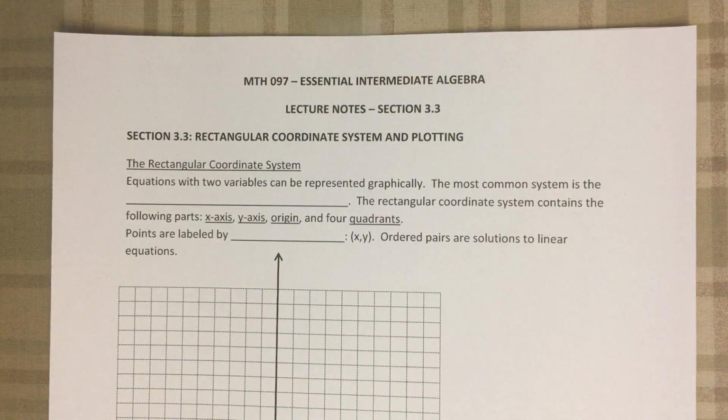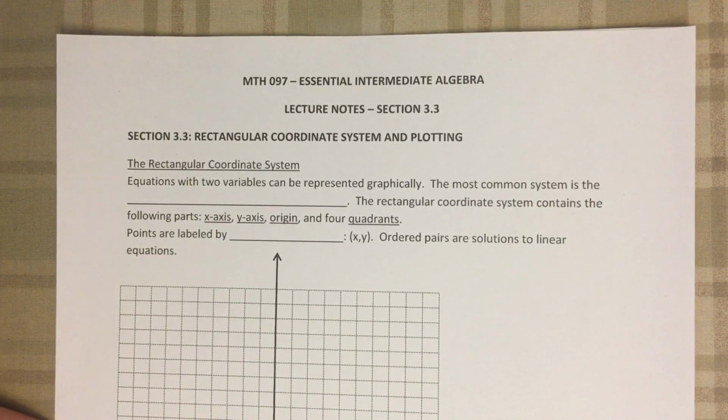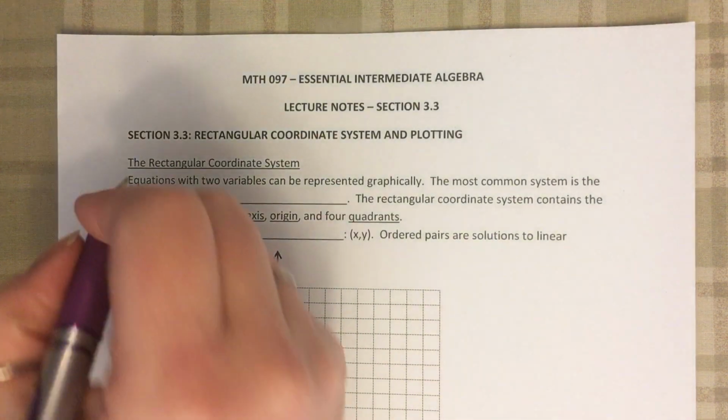Today we're going to talk about section 3.3. We've talked a lot about functions so far this semester and in this chapter, and today we're going to talk not only about our different types of functions but how we can represent them graphically. Before we do that, there's some keywords and vocabulary that we want to go through and talk about. So we're going to start with our definition of our rectangular coordinate system.